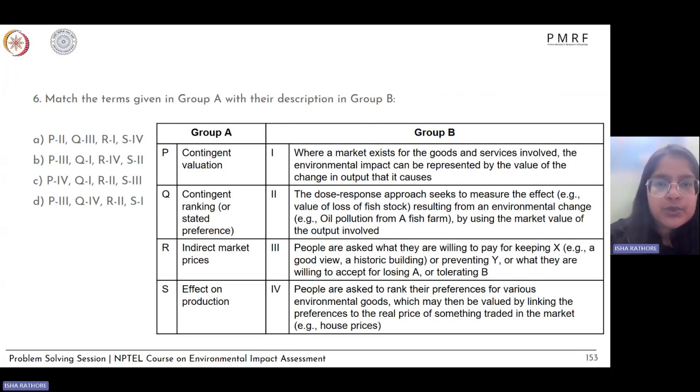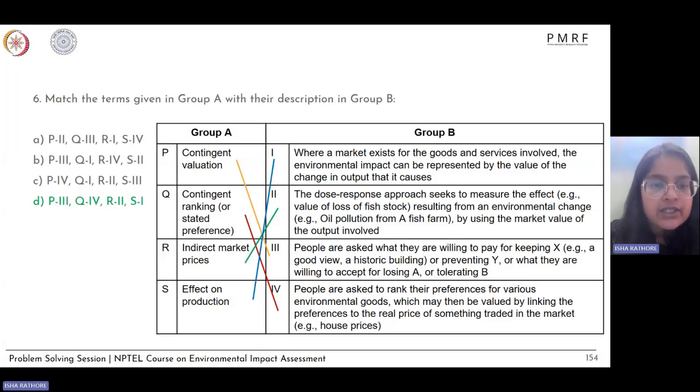Match the terms given in Group A with their description in Group B. So we have different terms and their description. So the correct answer is D, that is contingent valuation is people are asked what they are willing to pay for keeping X, example, a good view of the historic building, or preventing Y, or what they are willing to accept for losing A or tolerating B. So that is contingent valuation. So P matches with 3.